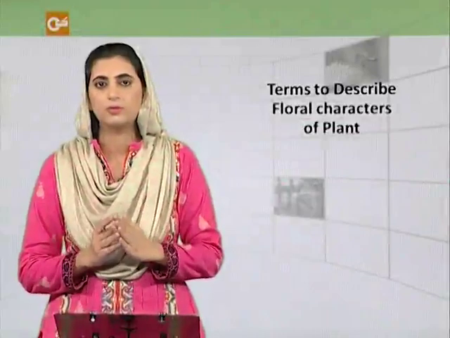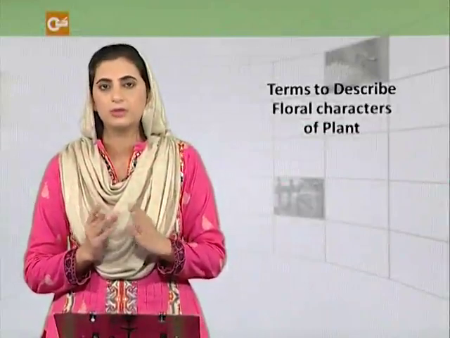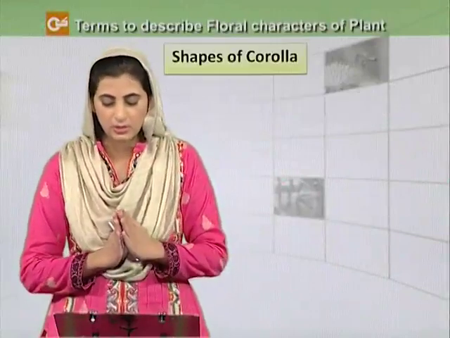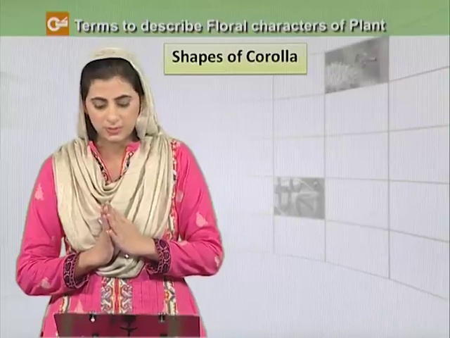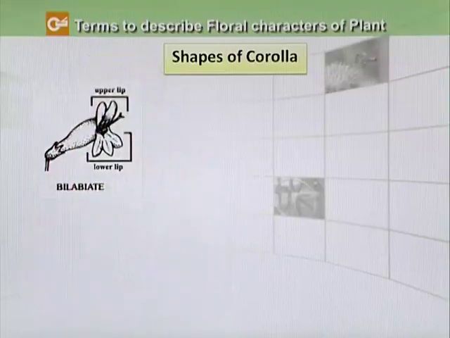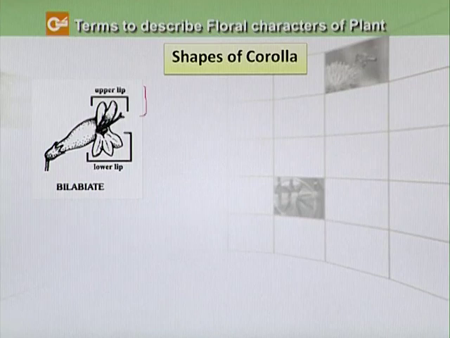Now we will look into some more terms in order to describe the floral characters of plants. First of all, we will discuss the shapes of corolla. Number one shape of corolla is that of bilabiate. इसमें two lips होते हैं corolla के. Upper lip is made up of 2 petals and lower lip is made up of 3 petals.